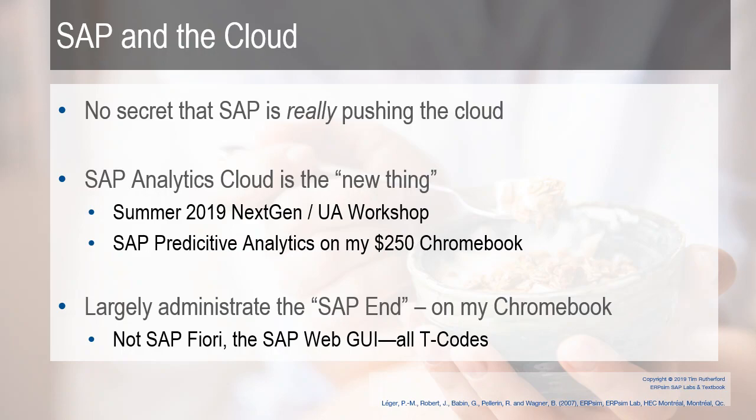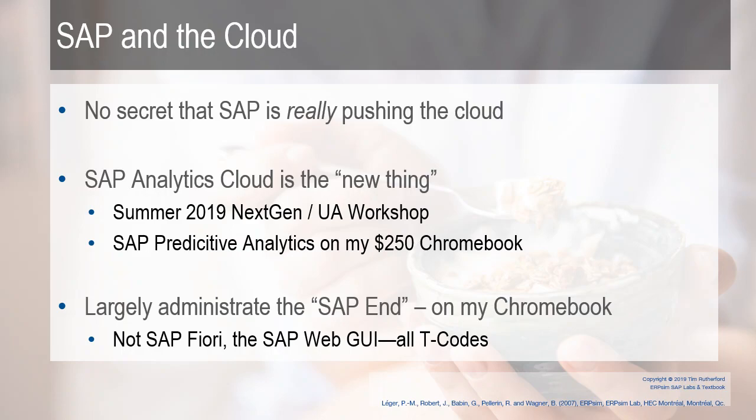And what I was doing was the equivalent of SAP Predictive Analytics and Lumira on my $250 Chromebook. And if you know those two different products, they require a lot of processor stuff. They require a lot of memory. They don't work on a Chromebook at all. But the cloud-based does. And I was able to do everything that other people who were using Windows-based machines were doing because it's cloud.